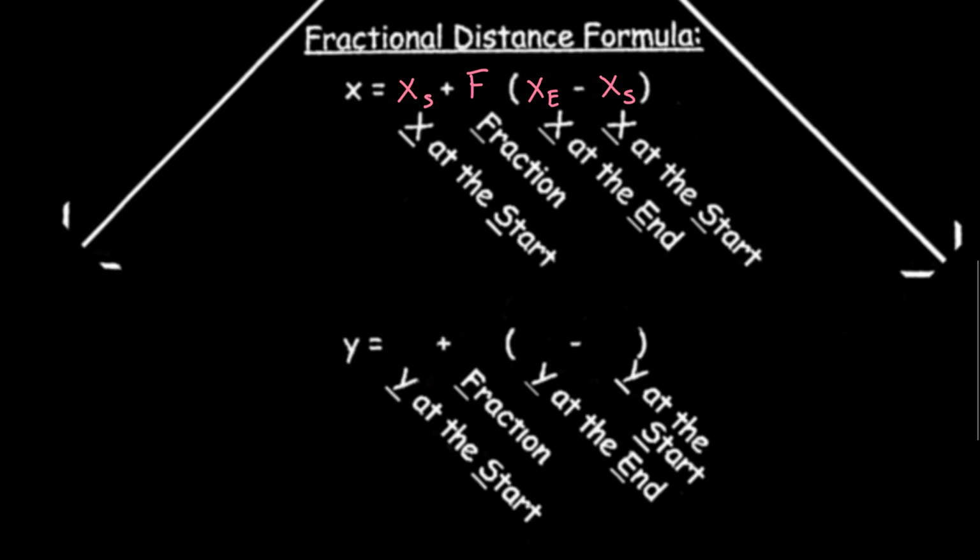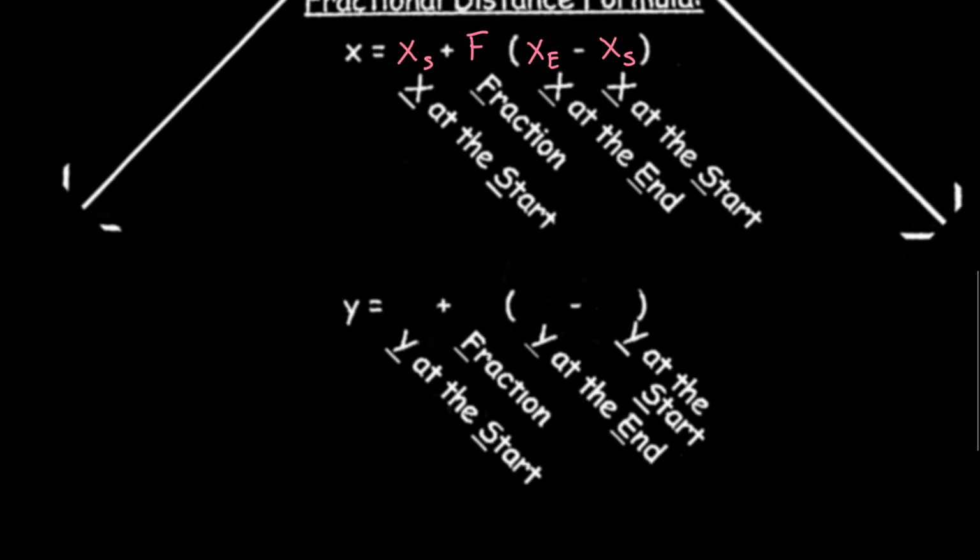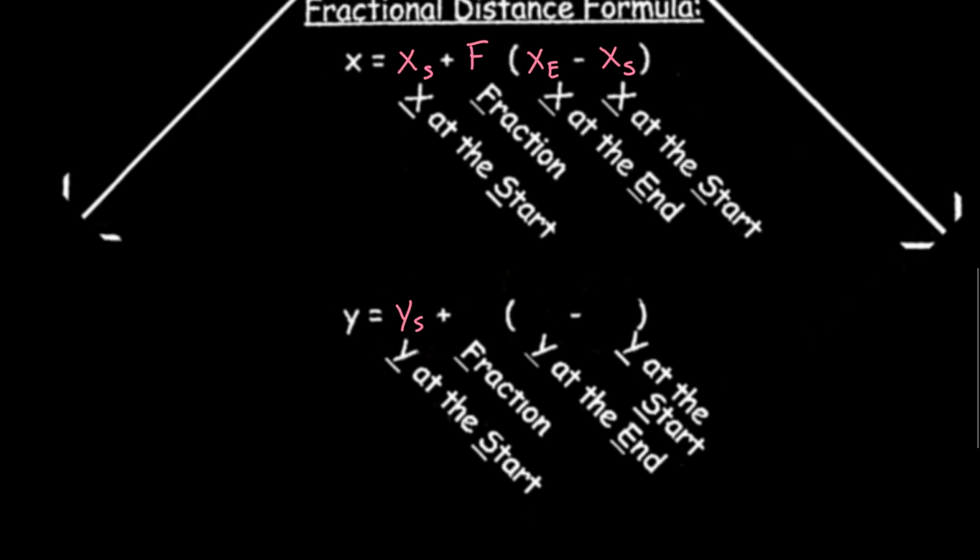So looking at this, what do you think our problem is going to tell you? So you're going to have a fraction, right? And you obviously have 2 points. Do you think it's going to matter which one we start with? It matters a lot. You need to make sure that every time you're looking for what your starting point is versus your ending point. That is going to be the biggest mistake on these problems. Knowing which one is the start and which one is the end. And it's the exact same for y. We have y at the start plus the fraction times y at the end minus y at the start.